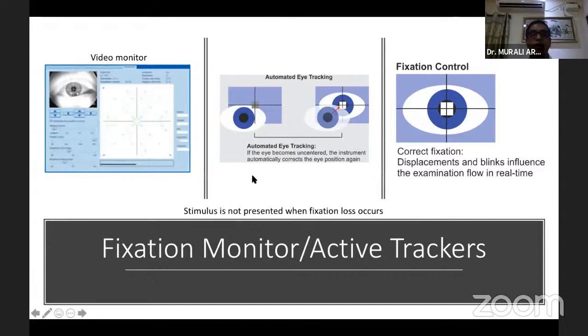And fixation monitoring and active trackers are very much present in all the Octopus models. The stimulus is not presented when fixation loss occurs in the Octopus perimeter. So therefore, fixation loss is not a problem. Fixation loss will not even be estimated because stimuli is not presented. Only false positives and false negatives are monitored. And also you have the automated eye tracker and a fixation control.